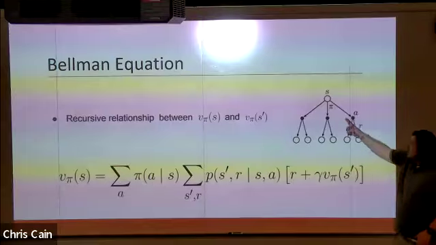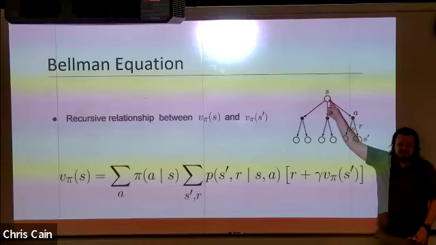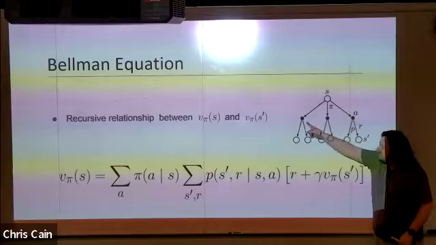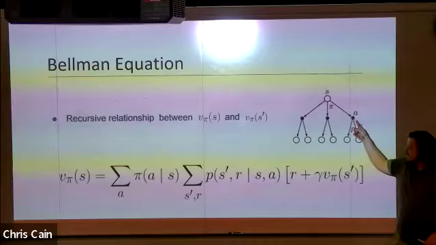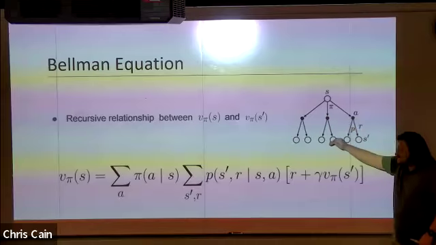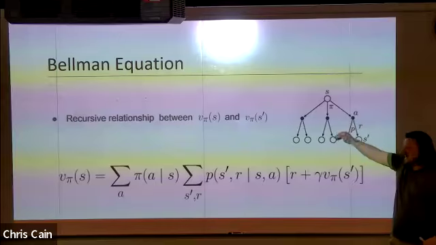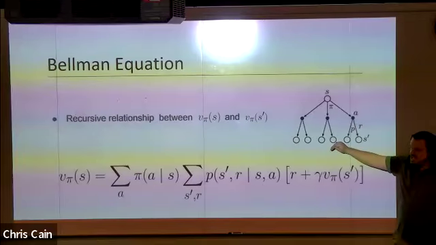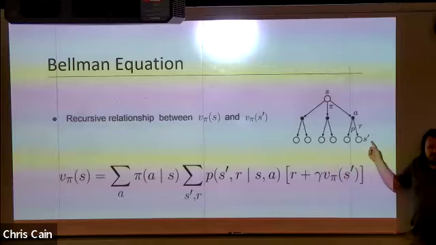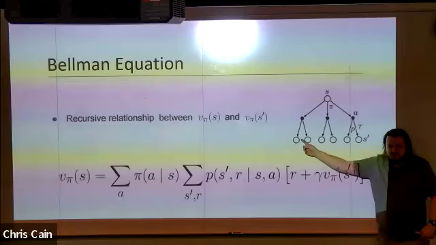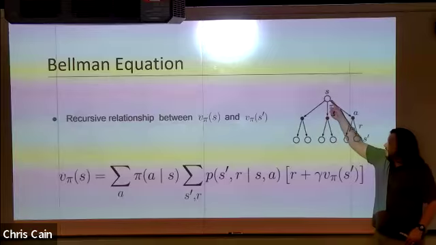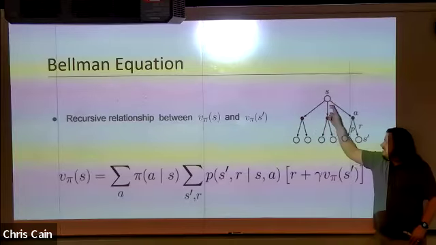So to calculate how good it is to be in this state, we're going to look at every possible action that we could take, and for every possible state that could come when the opponent moves after my action. Each of those have their own separate values. If we knew what those values were, we could figure out the probability of given.